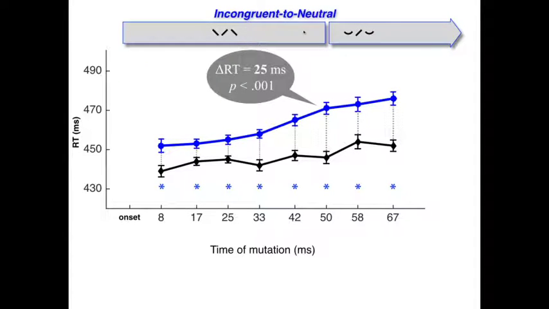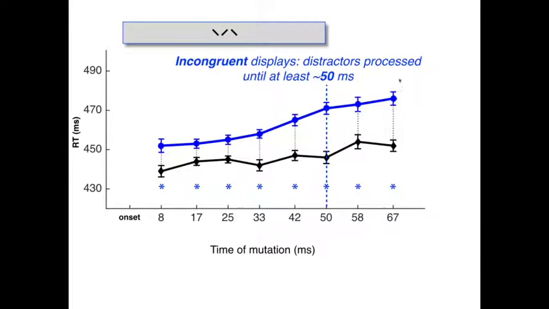Later mutations, so prolonged presentations of incongruent distractors, increasingly delayed responses until a ceiling of delay of 25 milliseconds for 50 milliseconds presentations of incongruent distractors. Beyond 50 milliseconds, the delay did not increase, which means that the system continually accumulated information about distractors in incongruent displays at least until 50 milliseconds after onset.